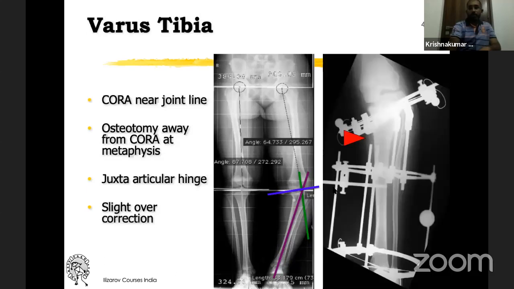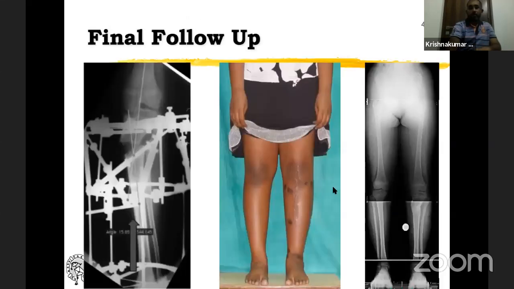So that's a varus tibia. The deformity is very proximal. So the CORA is somewhere very close to the joint, just below the tibial spines. So we did an osteotomy distal to the tuberosity, and using a juxta-articular hinge, here actually we used the 6-axis correction system, corrected the deformity. So that is the most important application of osteotomy rule number 2. This is the most commonly used osteotomy rule.